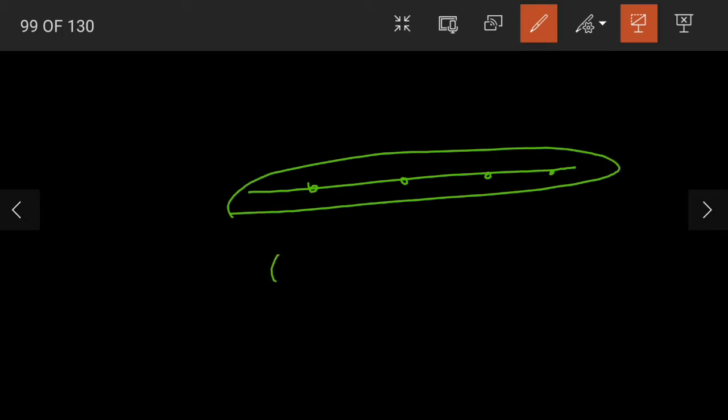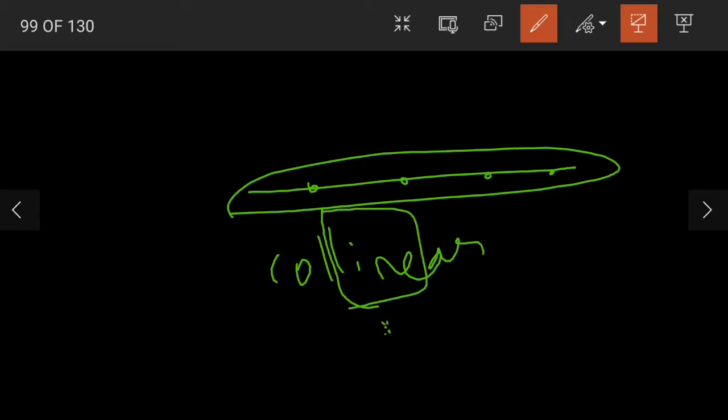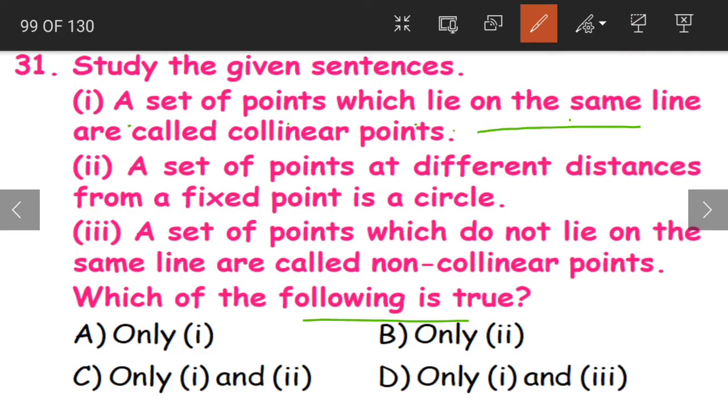If we have a line and then we are having a set of points like this which are lying on the same line, they are called collinear points. L-I-N-E, line. The word line is there in this term. Yes or no? So as they are all lying on the same line, they are called collinear points. So statement 1 is true.